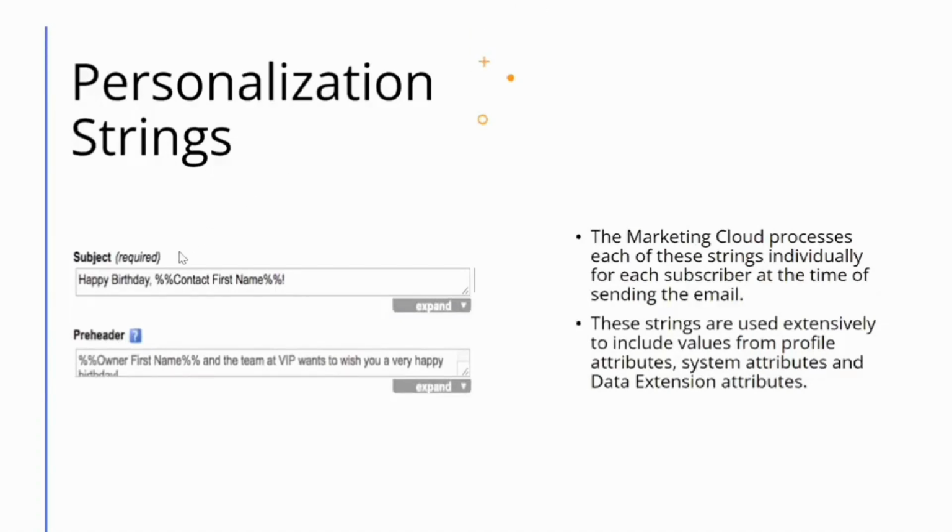A personalization string is in the format %%attribute name%%, where attribute name is the name of the data extension attribute or field you have created. So if in our data extension we have first name, last name, email address, then %%first name%% would be the syntax to retrieve the data from that attribute. This is called a personalization string.